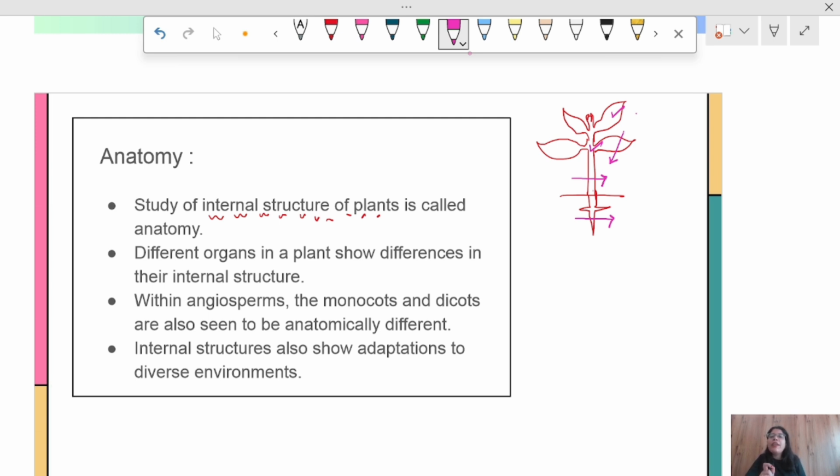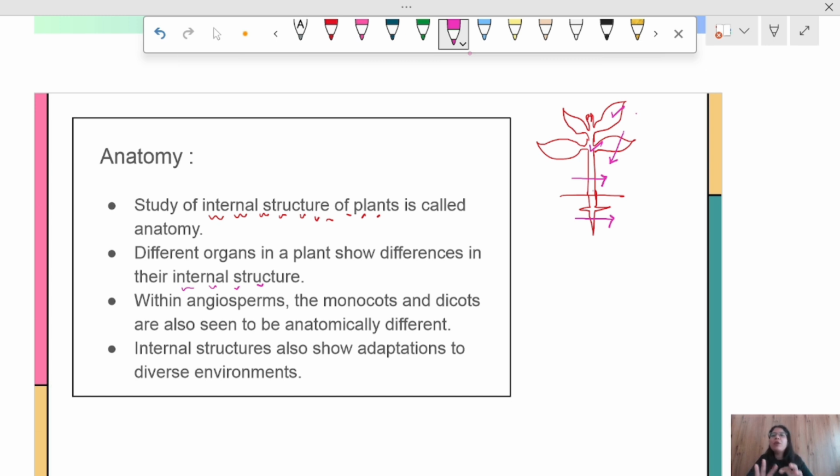Okay, now different organs in plants show differences in their internal structure. Definitely, just open your NCERT and you have been given many diagrams in this chapter. Just look at the diagram of transverse section of root, transverse section of stem and transverse section of leaf, right? Root, stem and leaf, these are the main three organs which exist in any kind of plant. When you cut these three organs, you will see the internal organization is very different from each other.